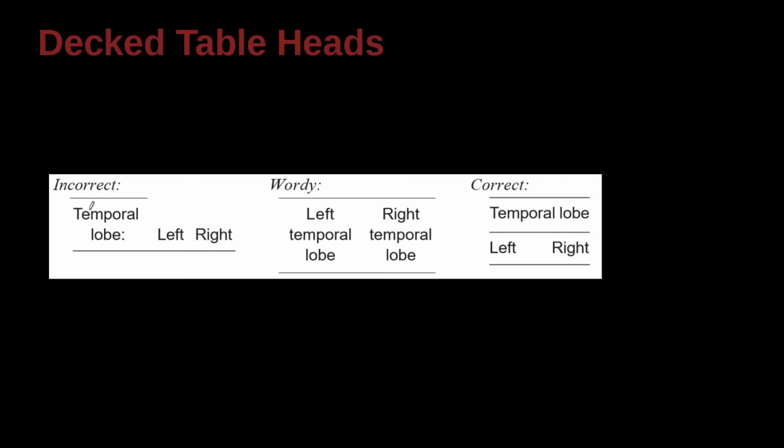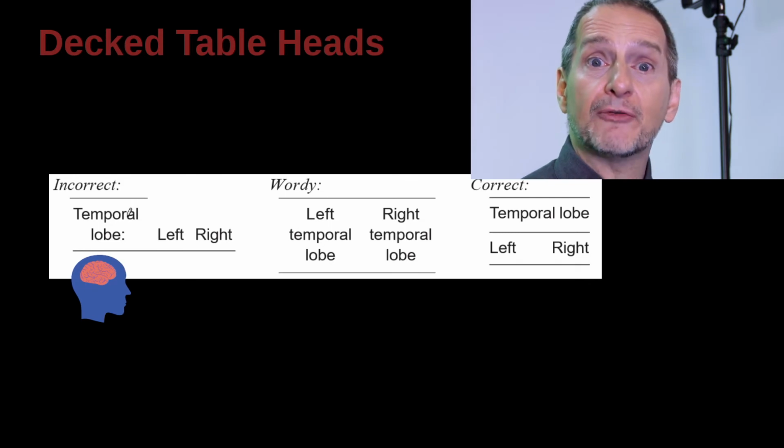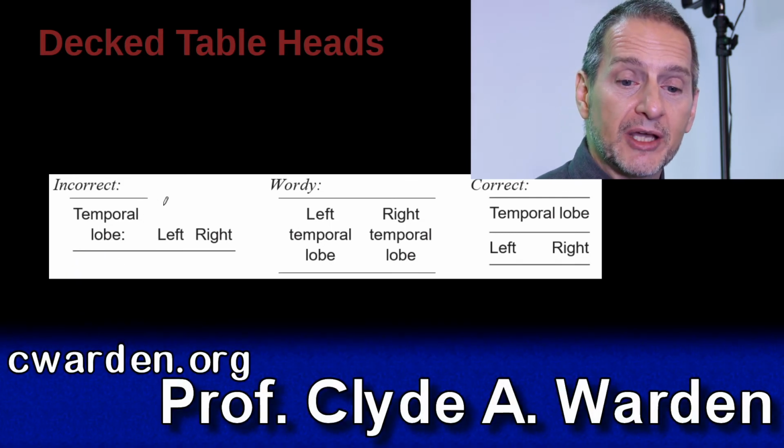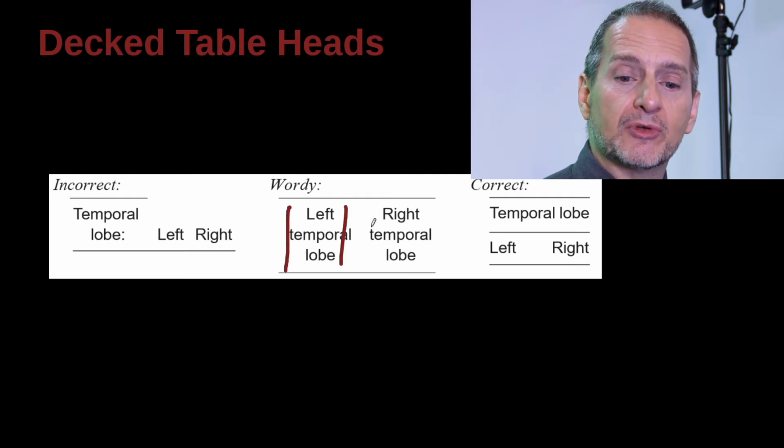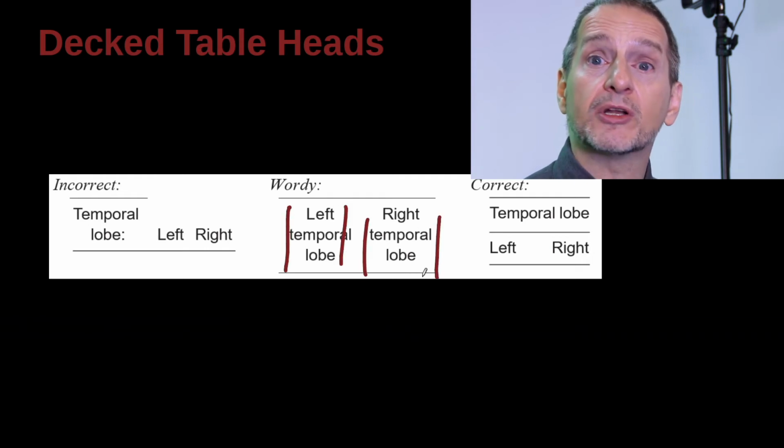So if we had this idea of the temporal lobe, which is a part of the brain, the left part of your brain, the right part of your brain. If we're doing some kind of testing or experiment, and we're looking at this temporal lobe, left and right, we could write it this way, or we could say left temporal lobe, what are the results? Right temporal lobe, what are the results?